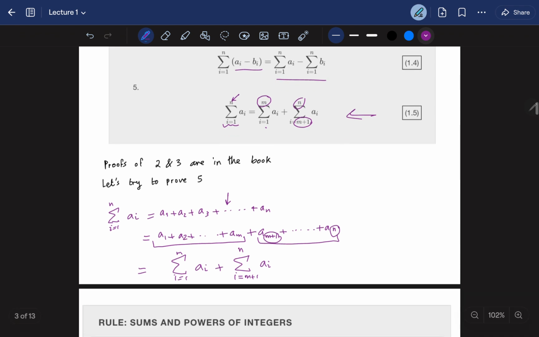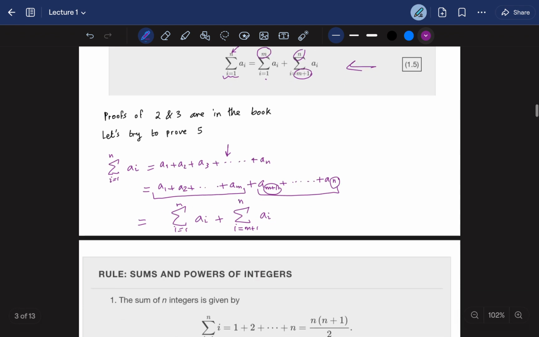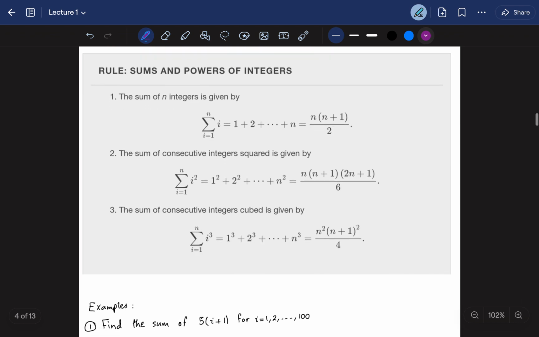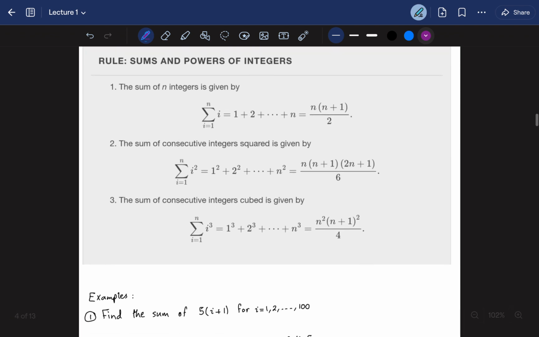Okay, now since adding a bunch of terms, especially when your N is large, could be a bit difficult sometimes, there are some rules that could help us solve this problem. If I'm adding up I, where I goes from 1 up to N, I can easily find the sum using this rule. I just find my N and plug it into this formula.